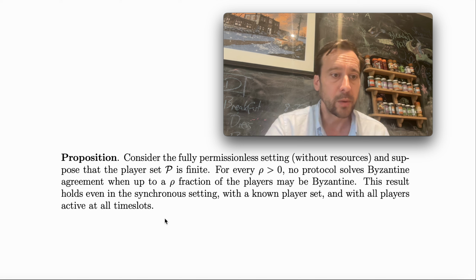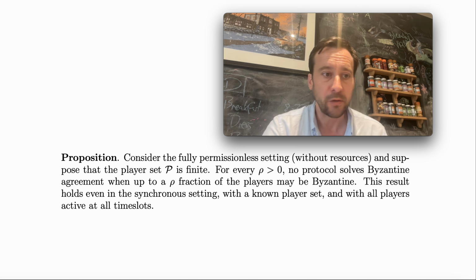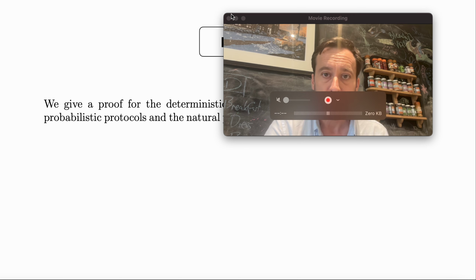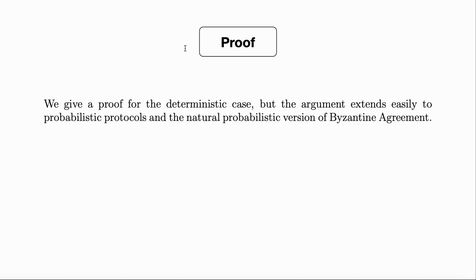What I want to do next is go through the proof of this proposition. I minimize myself so you can see the screen. We're going to give a proof for the deterministic case. The theorem was stated for the deterministic case, but the argument extends easily to probabilistic protocols and the natural probabilistic version of Byzantine agreement as well.